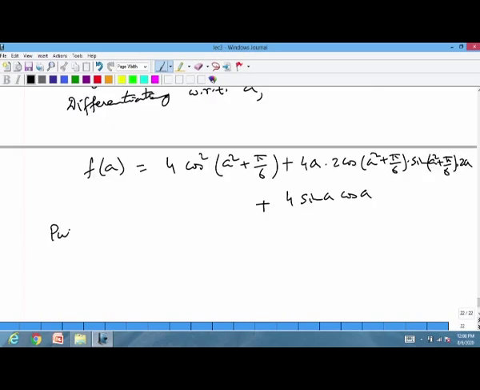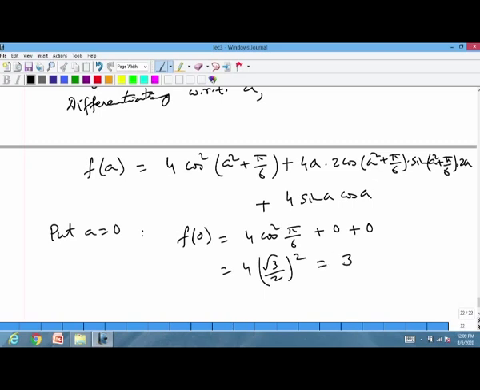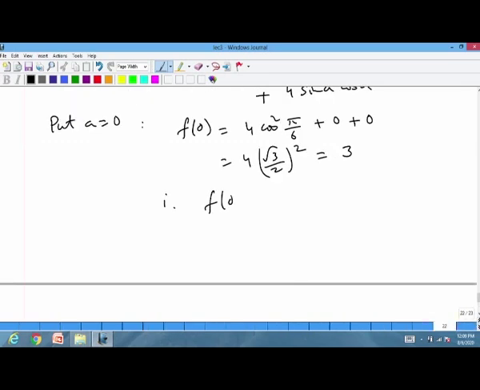Now, put a equal to 0. So, f of 0 is equal to 4 times cos square pi by 6, plus we have a times this, so this will be 0, and sin of 0 is 0. So, 0. Cos of pi by 6 is root 3 by 2, root 3 by 2 square. So, this is equal to 3. So, therefore, f 0 is equal to 3.